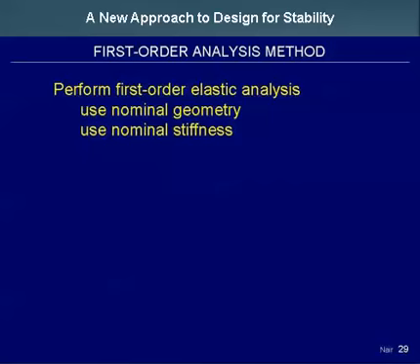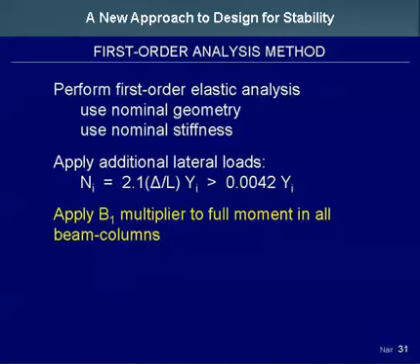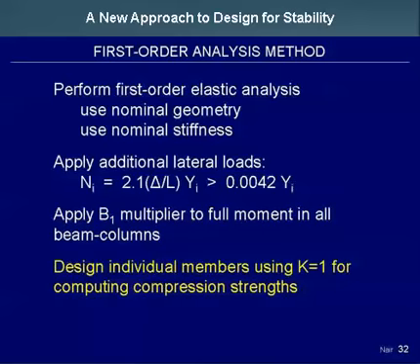Perform a first order elastic analysis. Apply an additional lateral load, and the magnitude of that depends on your stiffness and your delta over L and so on. Apply a B1 multiplier to the full moment in all beam columns. This is just something to account for local second order effects in your individual members. And then design individual members using K equals 1.